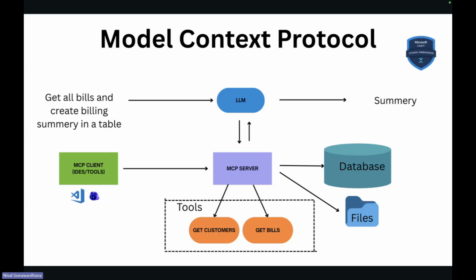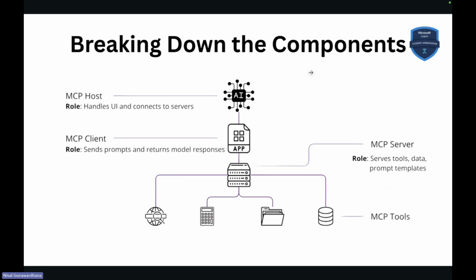So we know what MCP is, and when I ask this kind of question, how does that MCP server basically work, right? Let's break down the components. MCP has a few components. The first one is the host. The host handles the UI and connects to the server. It's like an interface, the UI part, and it gives an interface to connect to the MCP server. And then the MCP client is basically the app that sends prompts and returns the model response.